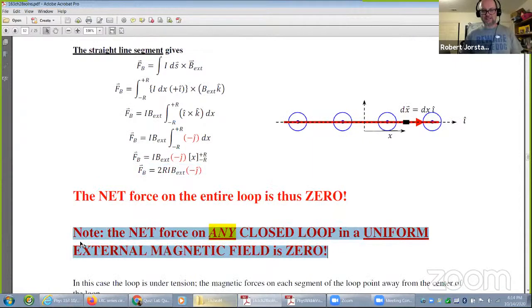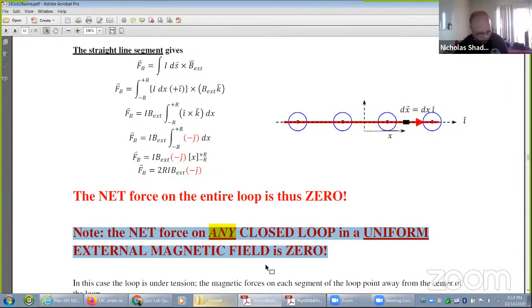Now we know this. It turns out this is true. Any closed loop, any orientation of the magnetic field, as long as it's uniform, this doesn't work for non-uniform, not at all, but if you have a uniform magnetic field, the net force is always 0 for any closed loop. Whew, pretty cool.